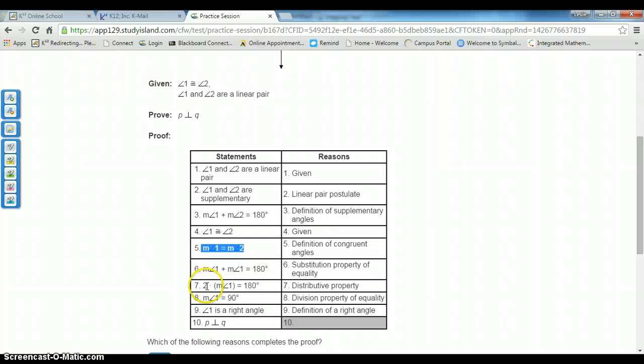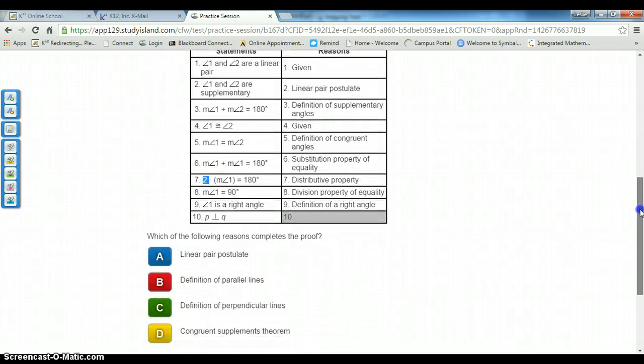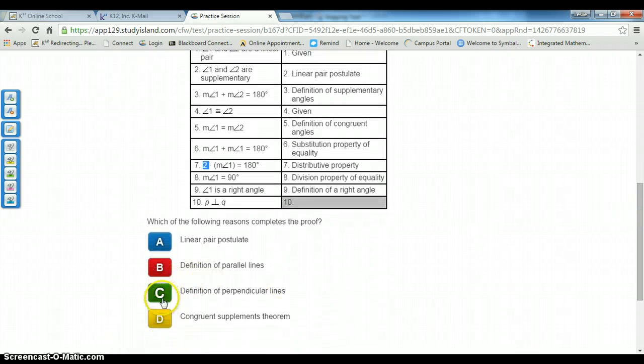So now we have 2 times the measure of angle 1. We just combined our like terms here. That's the distributive property. And the measure of angle 1 is equal to 90 degrees, because we divided 180 by this 2. And that's the division property of equality. Whenever you're solving an algebraic equation, that's from algebra. Well, angle 1 is a right angle because if it equals 90 degrees, that's the definition of a right angle. So P and Q are perpendicular because that is the definition of perpendicular lines.